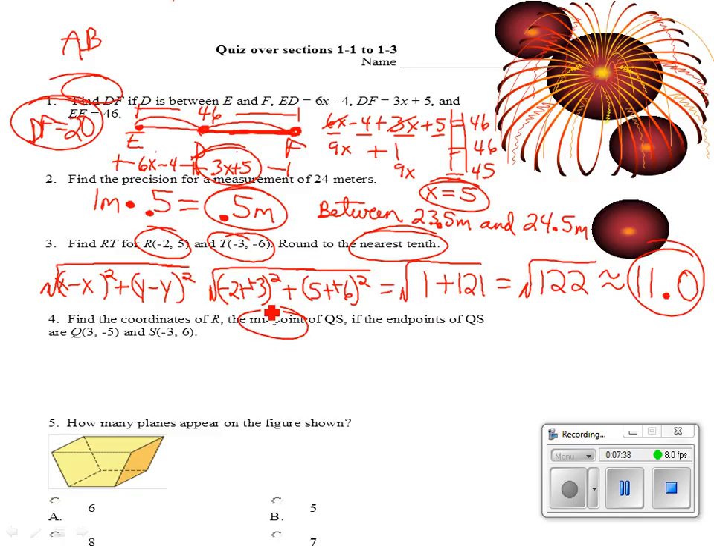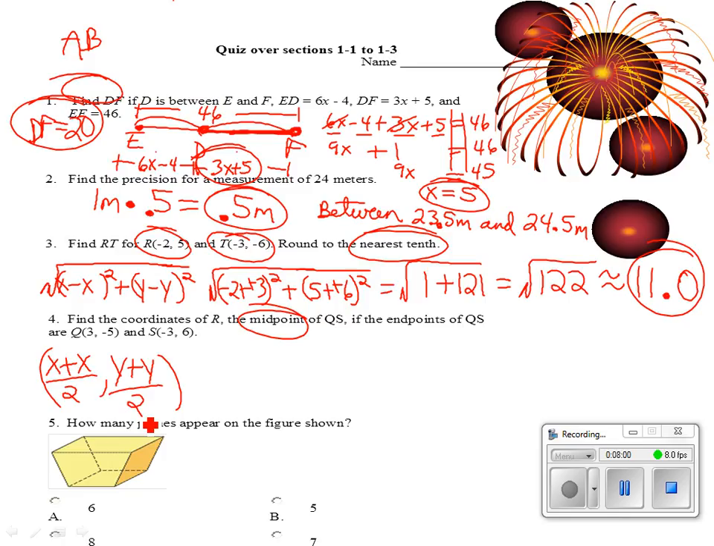What are we going to use on this one? Midpoint formula. Midpoint formula looks like this: add the x's, divide by 2, comma, add the y's, divide by 2. Two separate answers. Distance formula, you get one answer, one length. Midpoint formula, you get an x coordinate and a y coordinate.